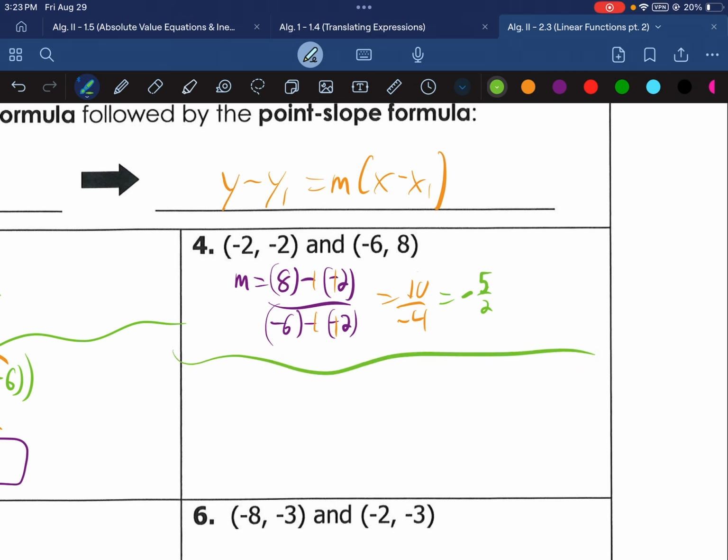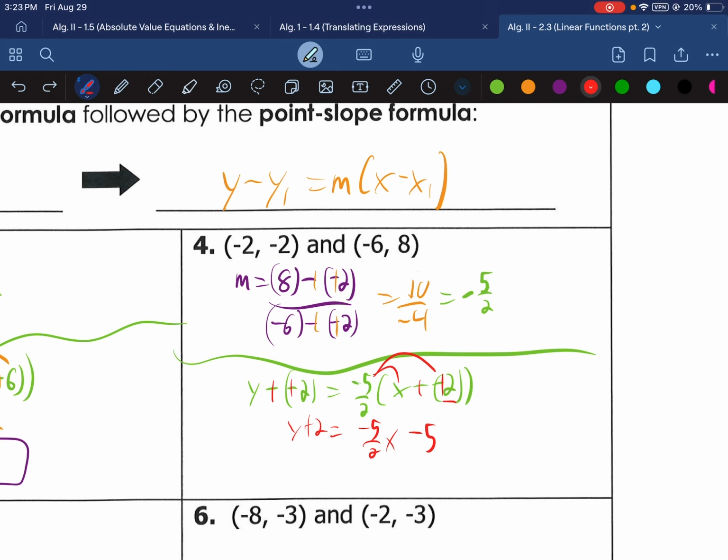Now as I pick one of my points, I'm going to pick the smaller one, which is negative 2, negative 2, and I get y minus a negative 2 is equal to negative 5 over 2, my slope, times the quantity of x minus a negative 2. 2 negatives in a row in 2 different places. Y plus 2 equals, as we distribute, negative 5 over 2x. Negative 5 over 2 times 2 is negative 5. Feel free to do that work off to the side and put 2 over 1 and cross-reduce if you'd like. I'm going to subtract 2 from both sides and get y equals negative 5 over 2x minus 7. And that'd be the answer.